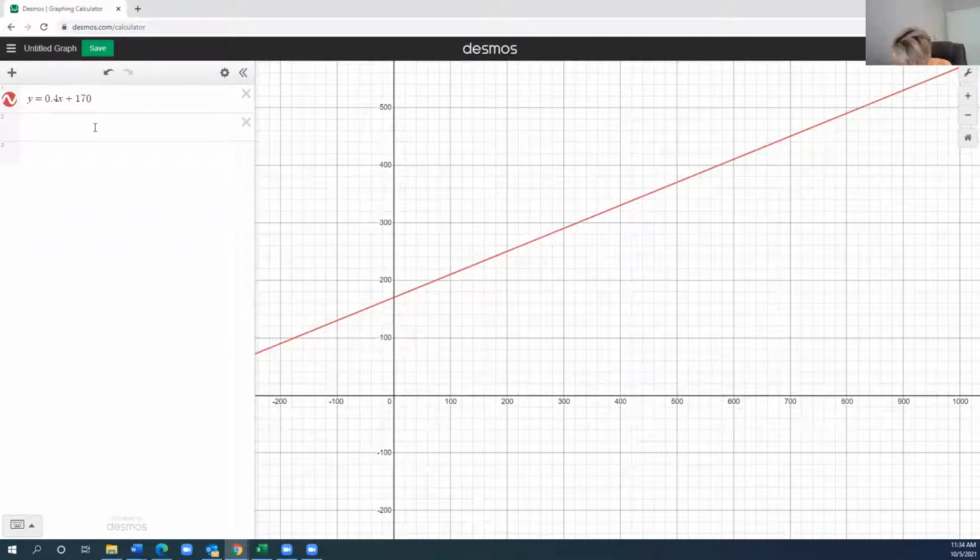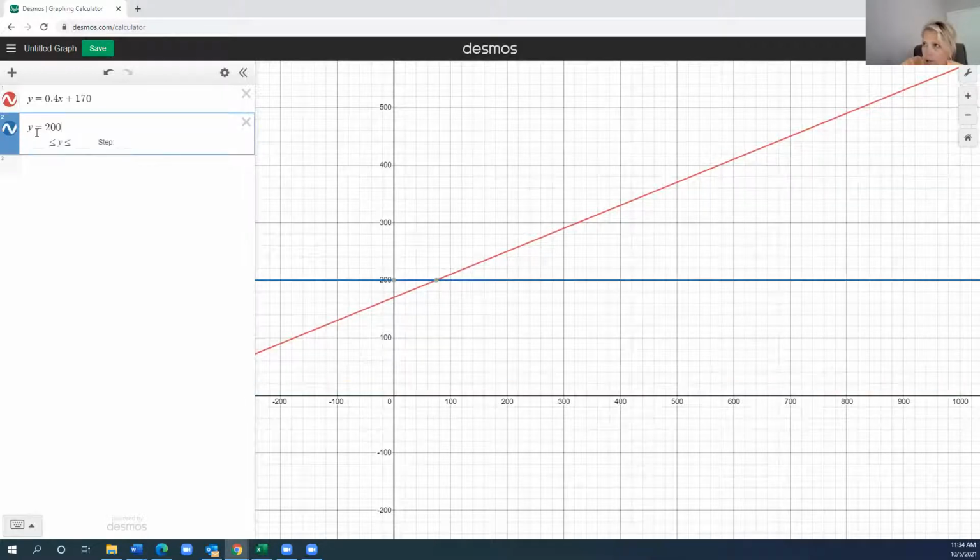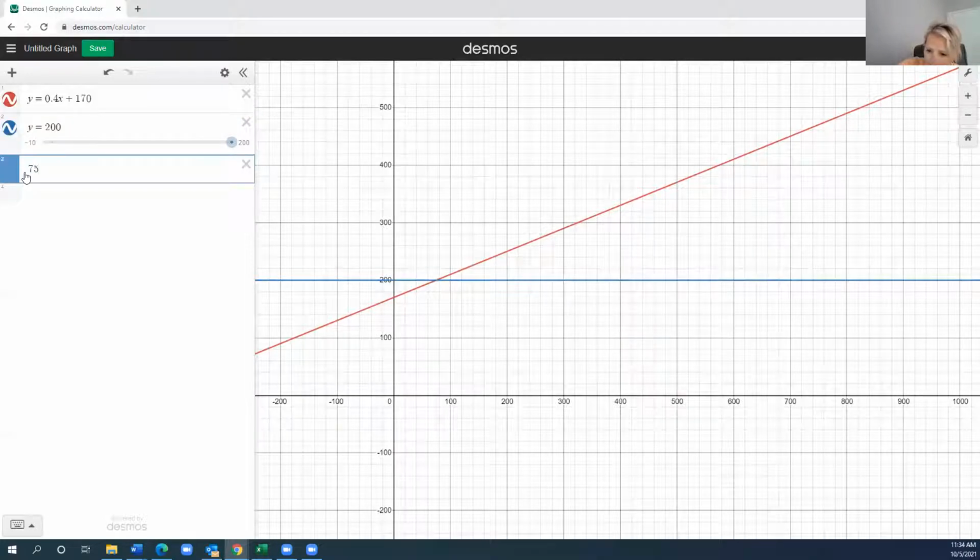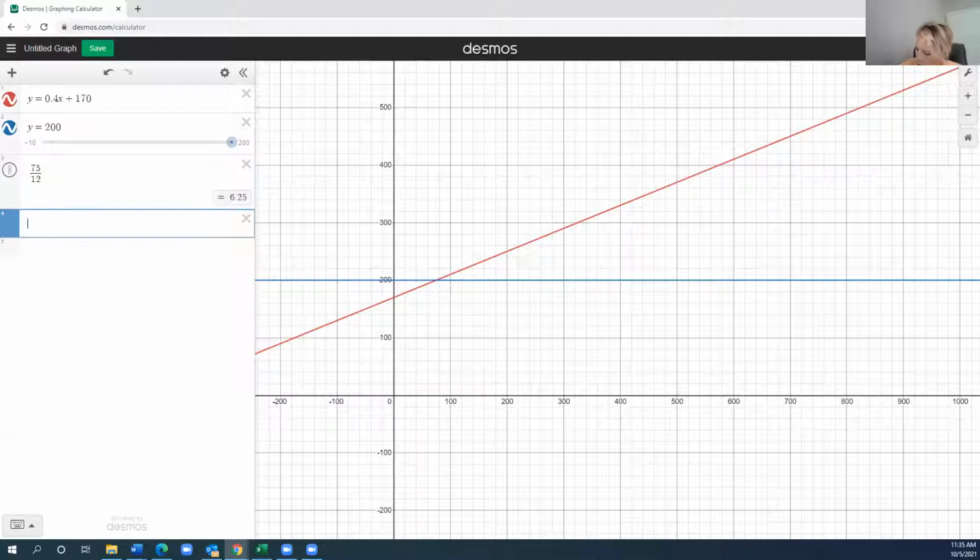And then number 4 says we want it to be greater than 200. So I'm just going to put y equals 200. So it'll draw that line so we can look at the comparison. And this is where he actually starts to weigh 200, after 75 months. So after 75 months, he is going to weigh more than 200 pounds. So 75 divided by 12 months in a year is about 6.25 years.